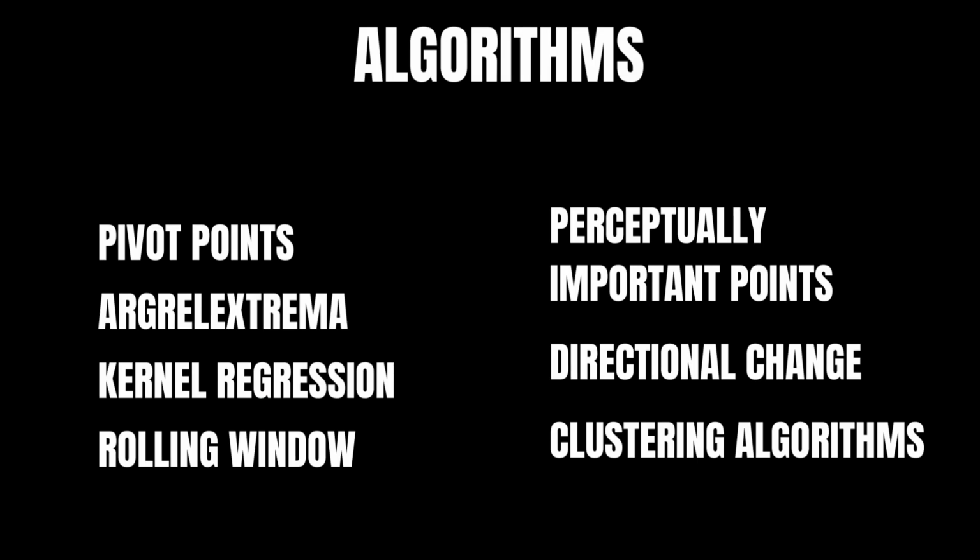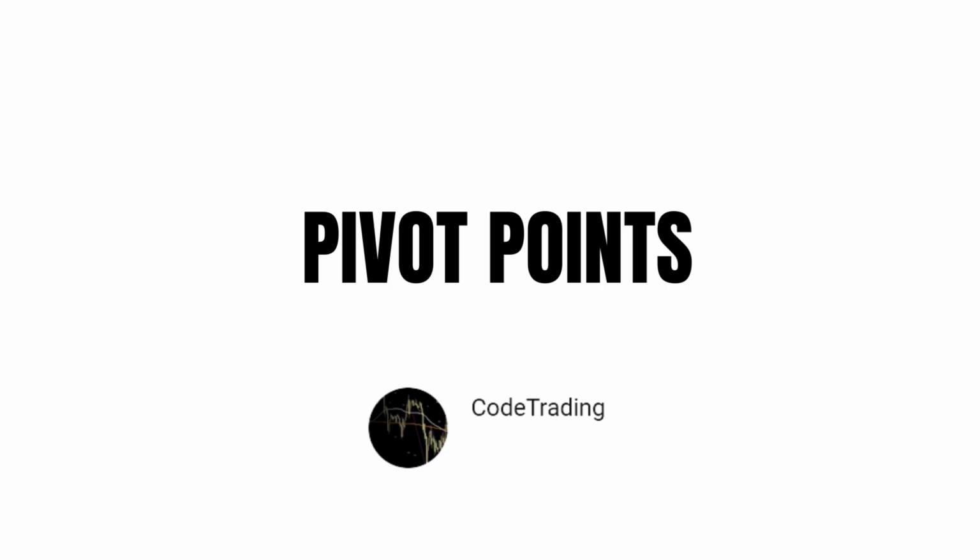Several algorithms can be used to identify chart patterns. Here are some I've come across. Pivot points. Argrelextrema. Kernel regression. Perceptually important points. Directional change. Rolling window. Clustering algorithms. We will use the pivot points method to identify the chart patterns. This method is from Code Trading. You can check out his channel. It is the simplest and most straight-to-the-point method compared to other methods. If you want us to do a comparison among the different methods, then please let us know in the comments section.